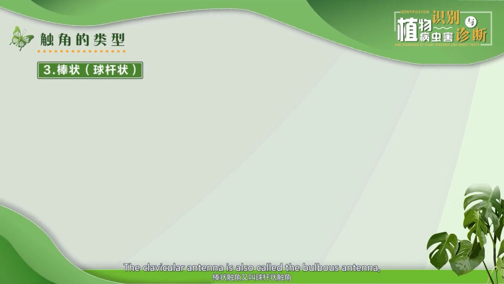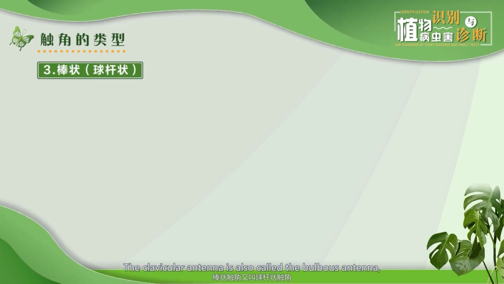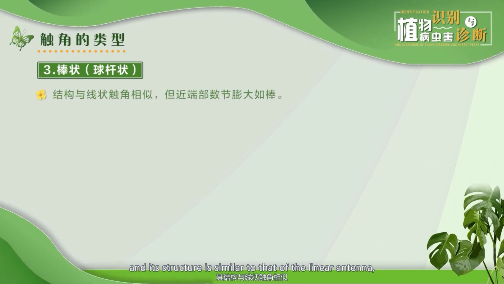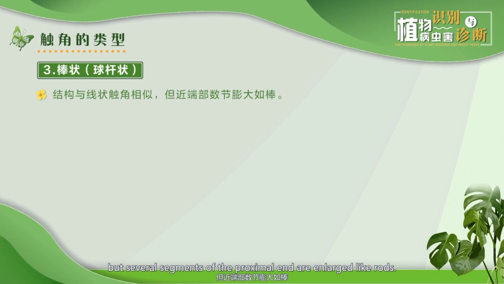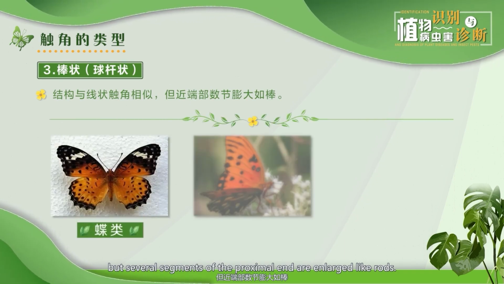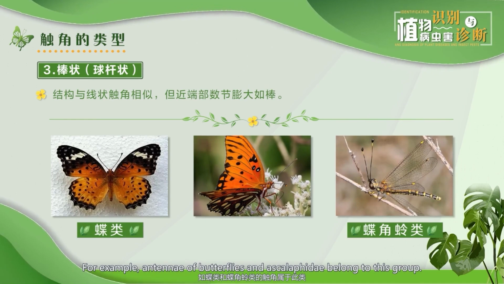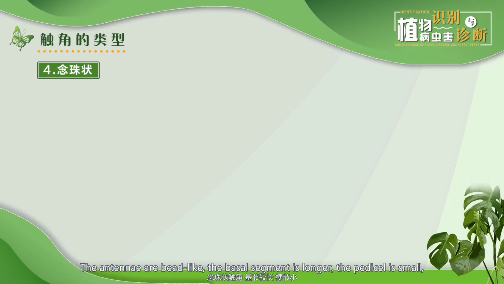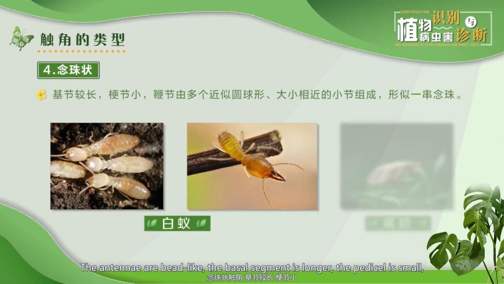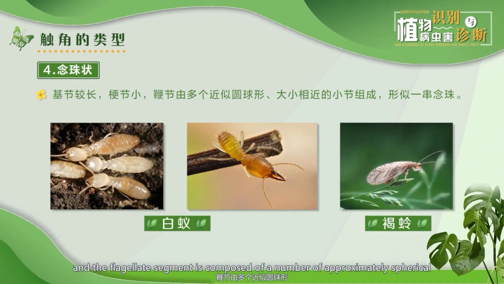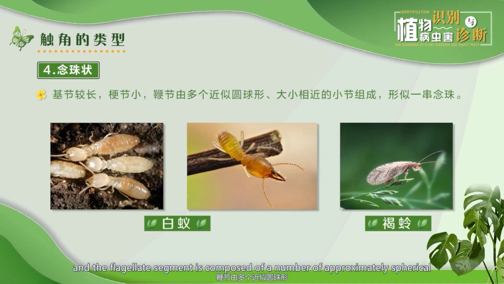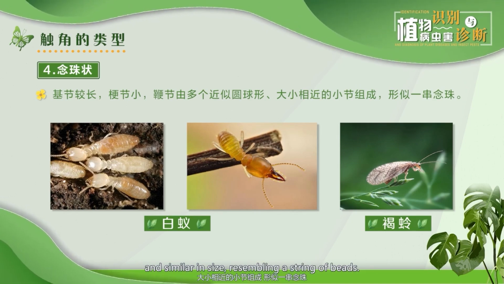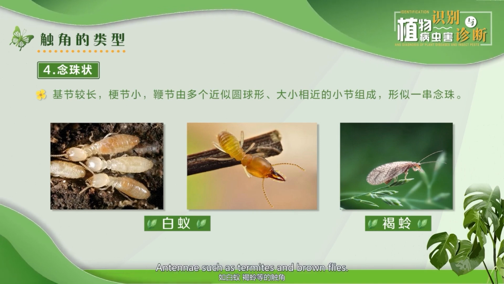The clavate antenna is also called the club-shaped antenna, and its structure is similar to that of the linear antenna, but several segments of the distal end are enlarged like a club. For example, antennae of butterflies and Ascalaphidae belong to this group. The antennae are bead-like. The basal segment is longer, the pedicel is small, and the flagellar segment is composed of a number of approximately spherical segments of similar size, resembling a string of beads. Examples are the antennae of termites and brown flies.